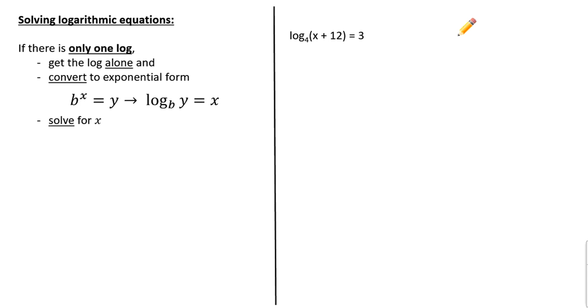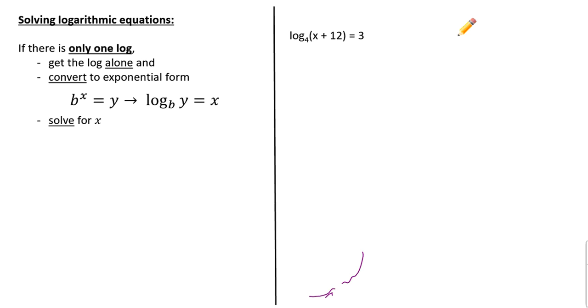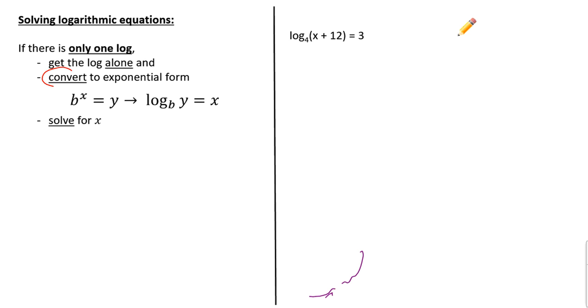Okay, so the first type that we're going to solve is when there's one log. It's actually quite simple because all we do is convert it back into exponential form using our little handy-dandy relationship. You have to get the log alone though. So in this equation, it's log base 4 of some stuff equals 3. The log is alone, so we can continue with using this method.